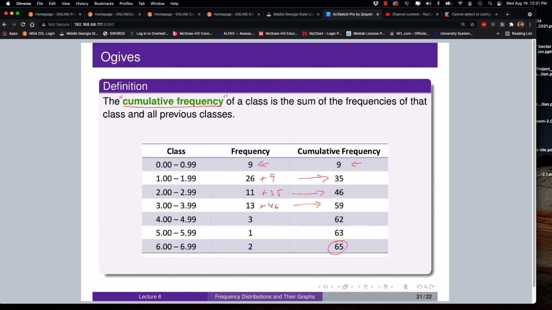And at the end, we should get the grand total of the sample size. And remember, with the emissions data set, which is what this data set's representing here, the grand total of all the frequencies was 65. So the last value there should be 65, or whatever your sample size is, depending on your data set.